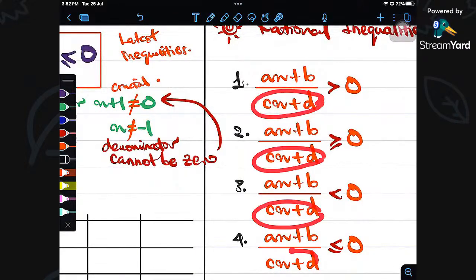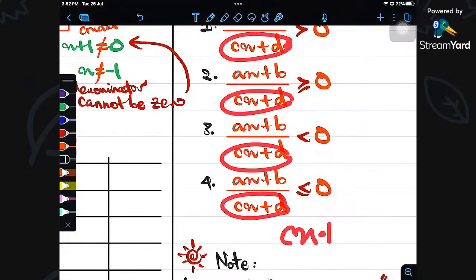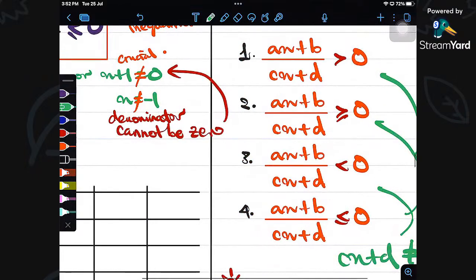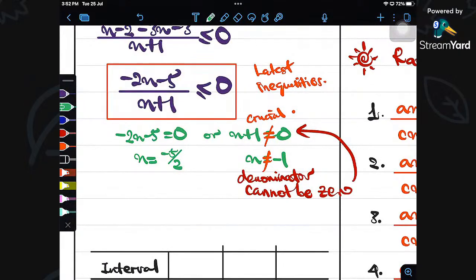Here, any denominator, cx plus d, cannot be equal to 0. Everything is the same. Every rational inequality is the same. So make sure untuk bahagian denominator sahaja yang not equal to 0. Tetapi yang di atas ini tidak ada masalah. Di atas ini kekalkan dia saja menjadi equal sign. Nothing is wrong there. So I would like to remind you again that this has a closed bracket. Okay, untuk negatif 5/2 mempunyai closed bracket.